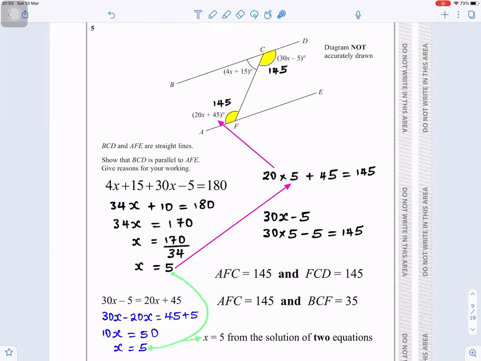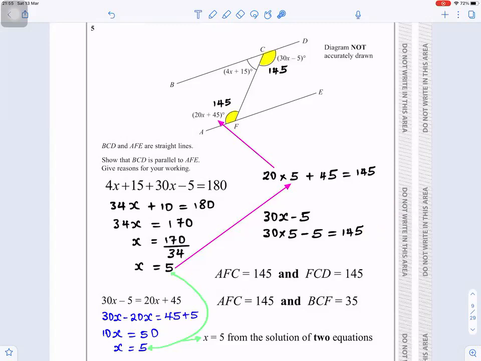So you have shown that x is equal to 5 from two different equations. So that's one way to do it. Or you can substitute in the 5. You get 20x plus 45. Substitute the 5. 20 times 5 is 100 plus 45 is 145. And you substitute the 5 in there. 30 times 5 minus 5 gives you 145.